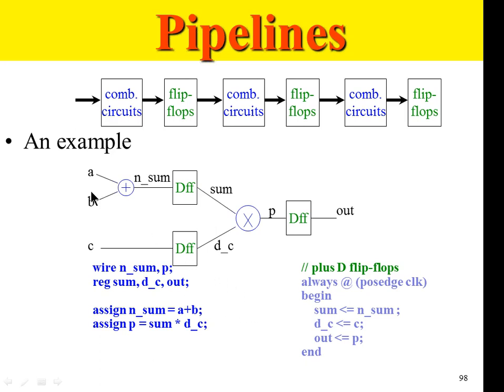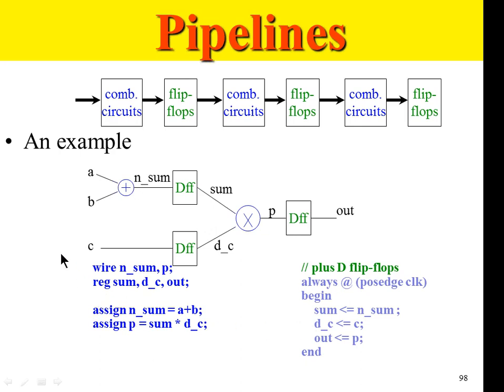A and B are two inputs. There is an adder. You get a sum output, which is then fed to the D flip flop and is registered. It becomes the sum output. The C input goes directly to a flip flop. We get D underscore C as the output of that. These two values, sum and D underscore C, are multiplied. You get a product term called P, which is again registered, or passed through a flip flop, and we get the final output. Now, if you want to write Verilog code for that, this is the Verilog code.